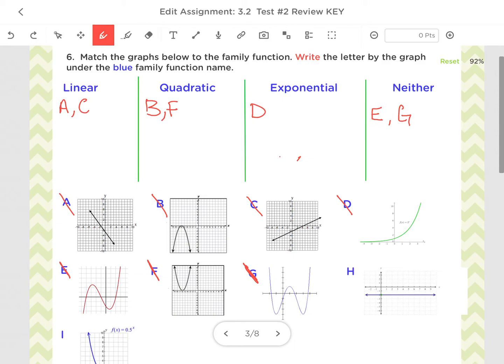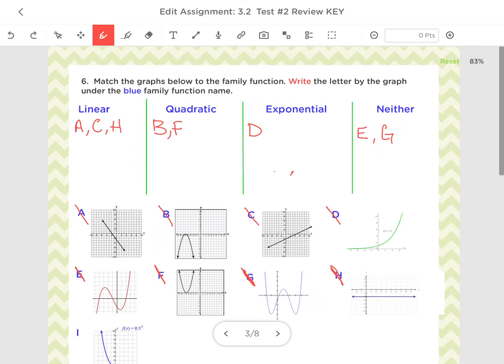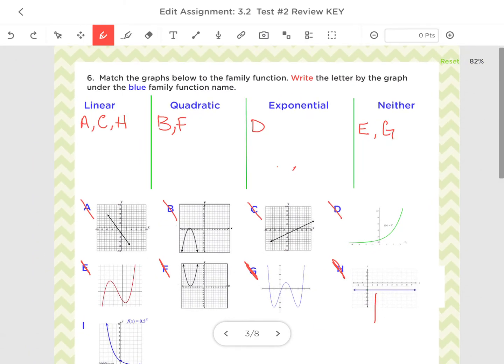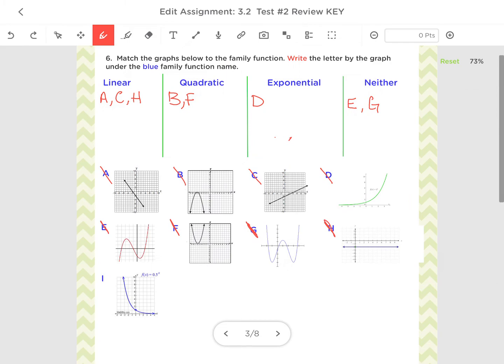H, another straight line. So that's linear. Let's see, got one hiding back down there. I, okay, it's a decreasing exponential. So I, decreasing exponential. And that's all of them. So that's what yours should look like.